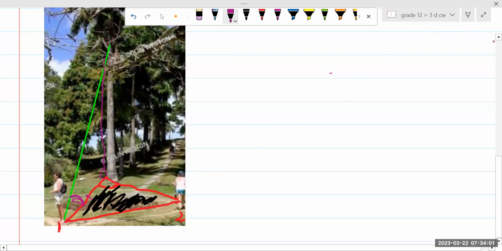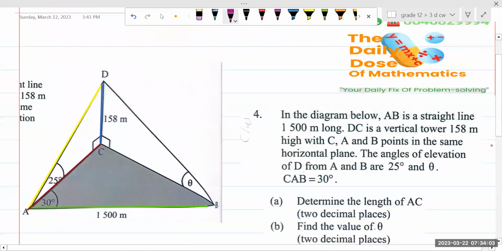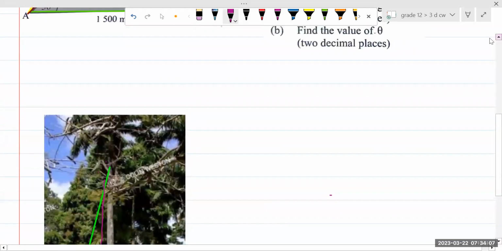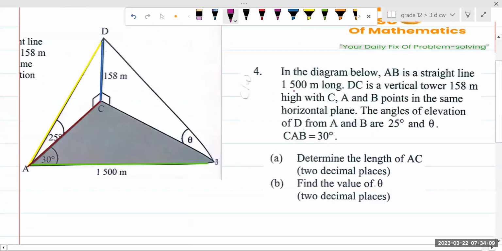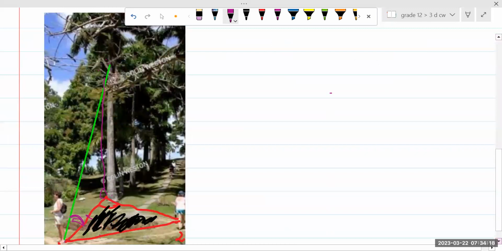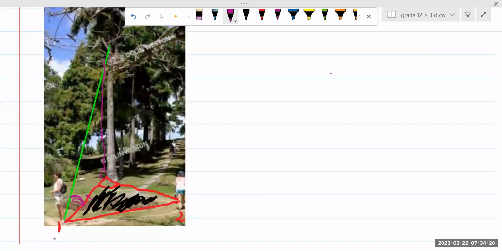So if we go to our example here, let's just check what it is that they're talking about. They say, in the diagram below, we have AB. So AB here will be represented by what? Let's come check here. AB is going to be represented by the distance from person number 1 to person number 2. That's AB. They're saying that one here can be 1,500.